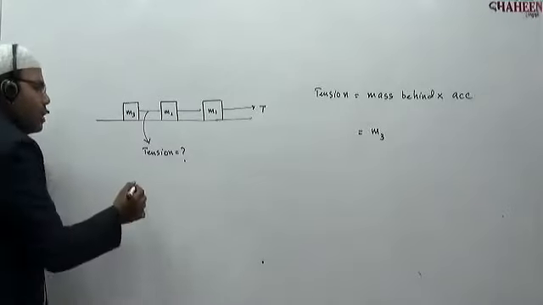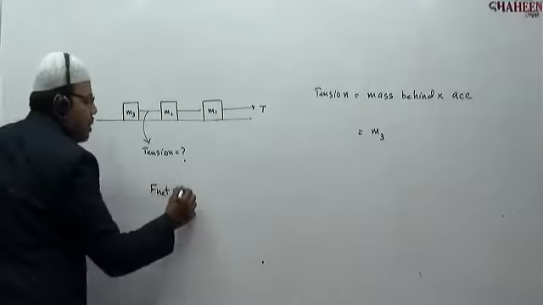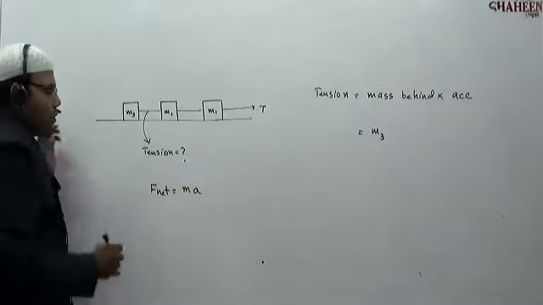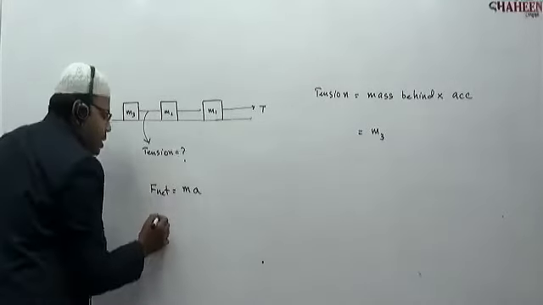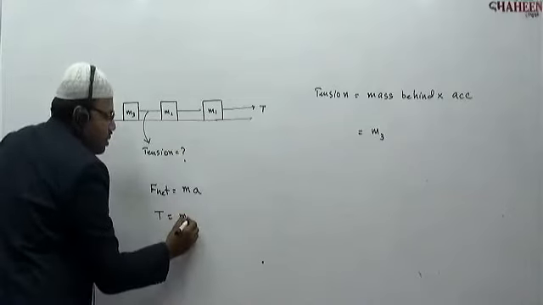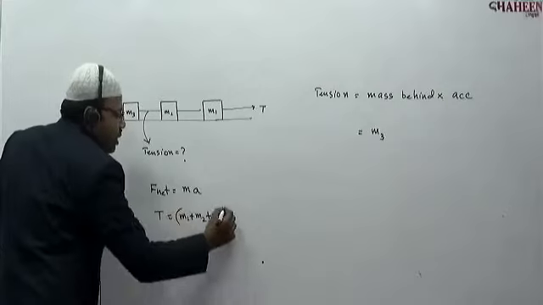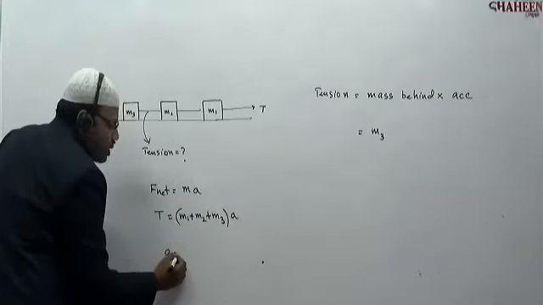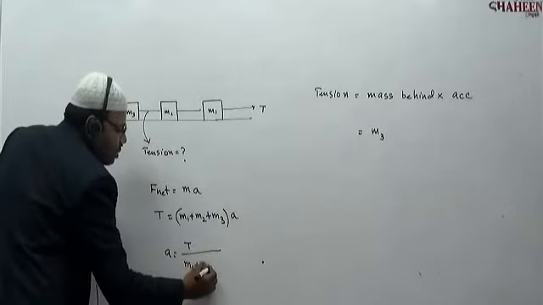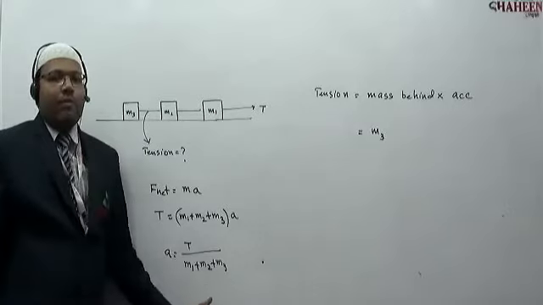For acceleration, what do I do? I'll use the concept F net is equal to ma, where m is the total mass. So what is F net? How much is the force acting? T. That is equal to the total mass, m1 plus m2 plus m3, into a. So a is equal to T by m1 plus m2 plus m3.